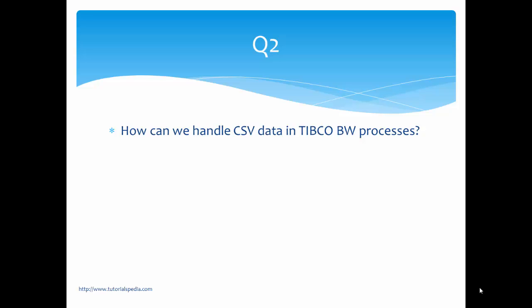Okay, so the next question, question number 2, is: how can we handle CSV data in a TIBCO BW process? Most of you already know that CSV is comma separated values. CSV is a very popular type of data that we often come across while working in TIBCO BW based projects. So if you have to deal with that CSV data, the question is how you are going to deal with it in a TIBCO BW process. The answer is that in TIBCO BW we have two options to deal with the CSV data.